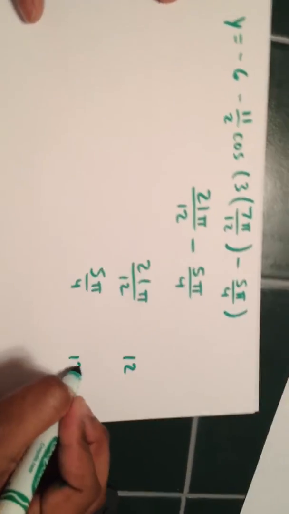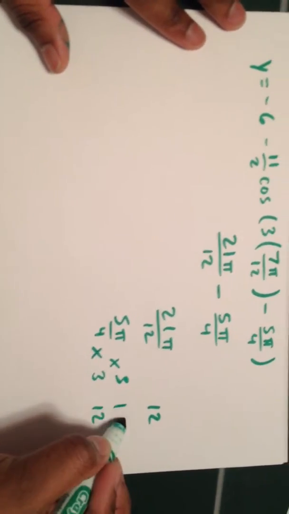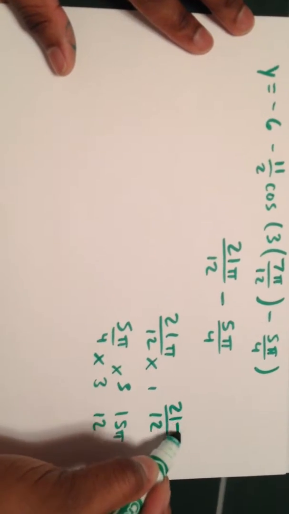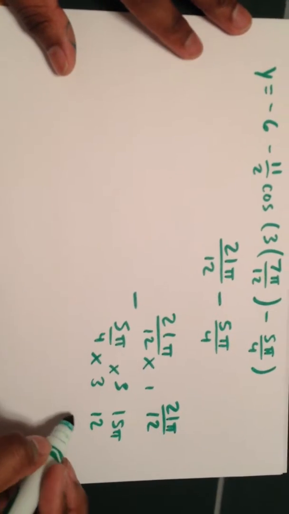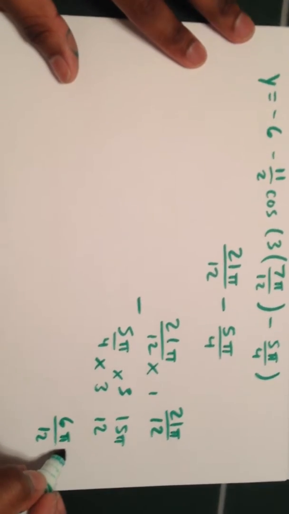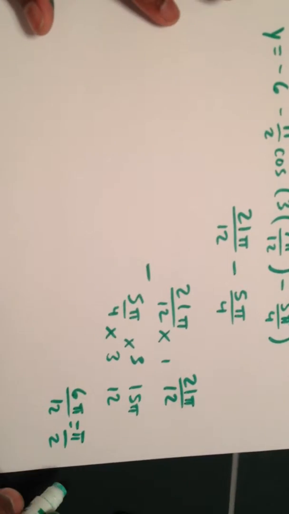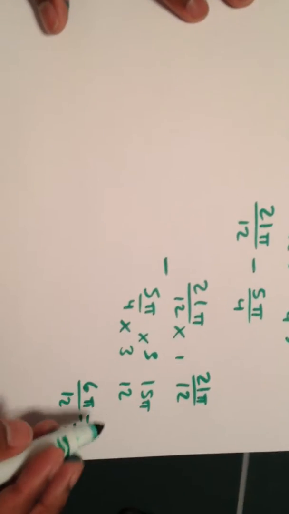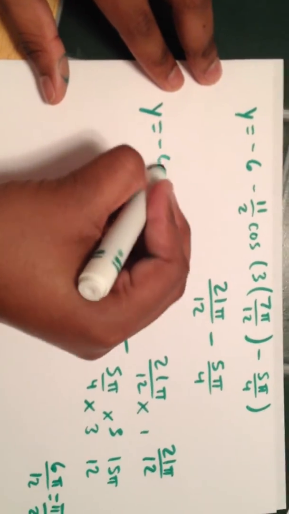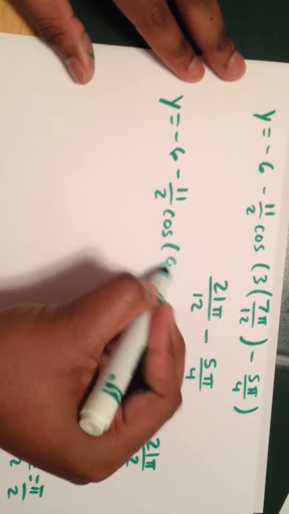Common denominator. The result is 6 pi over 12, which can be reduced to pi over 2. Okay, as was stated, pi equals 180. So 180 divided by 2 is 90. So that will become y equals negative 6 minus 11 over 2 cosine of 90.